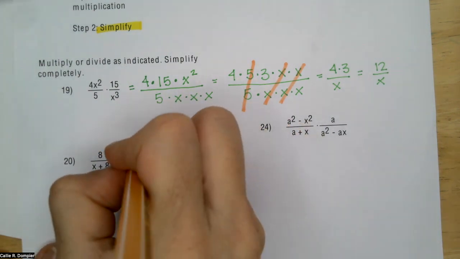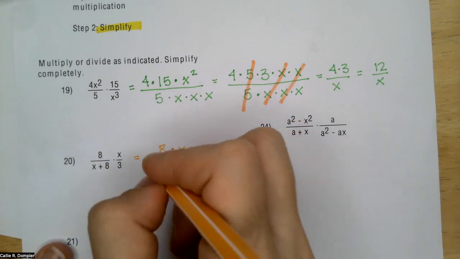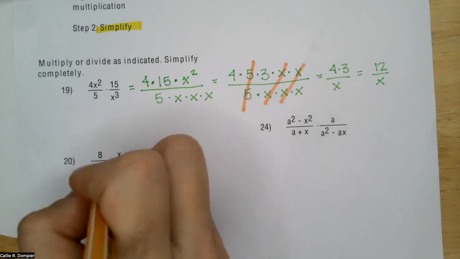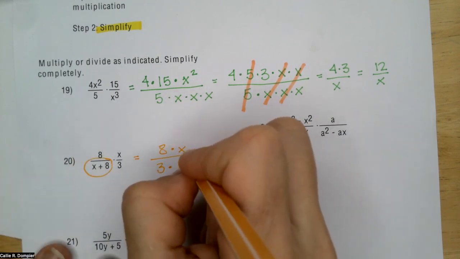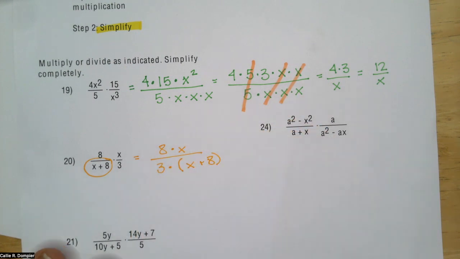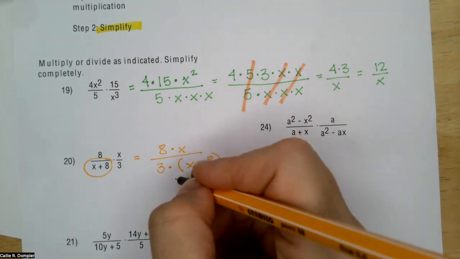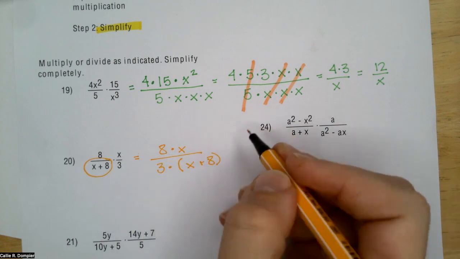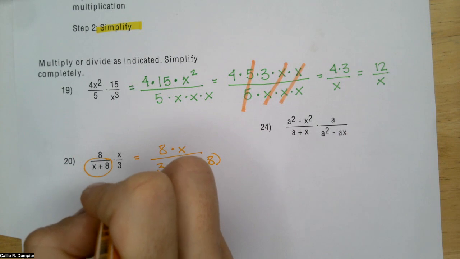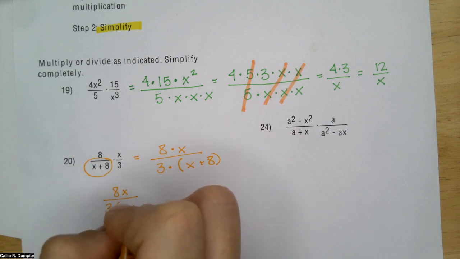Next, we have 8 times x on top. And on the bottom, we have 3 times, be very careful, that is an addition sign, so it all goes in parentheses. That's one factor. Good? 8 and 3, can't divide those. Can't divide out this binomial because those are being multiplied. So that's just what it is. 8x divided by 3 times x plus 8.